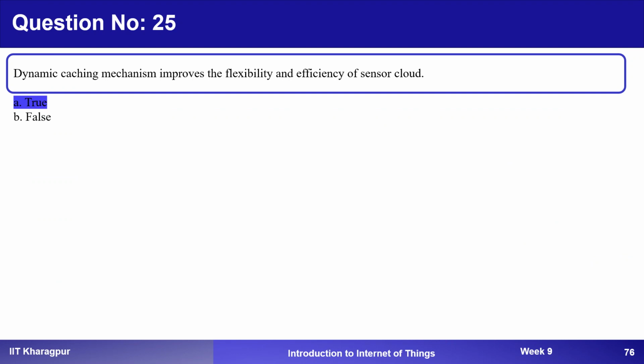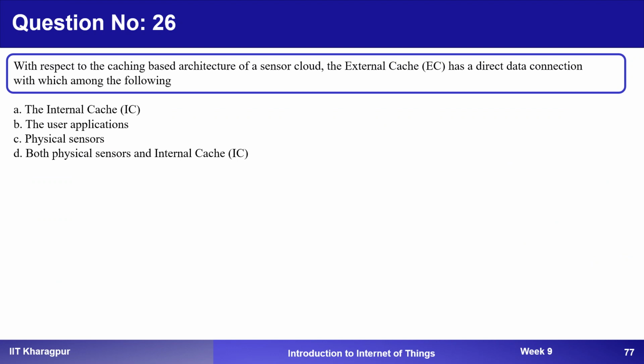Next question is, with respect to caching based architecture of sensor cloud, external cache has direct data connection with which of the following? Options are internal cache, user application, physical sensor, and D is both physical sensor and internal cache. It's option D, both physical sensor and internal cache.